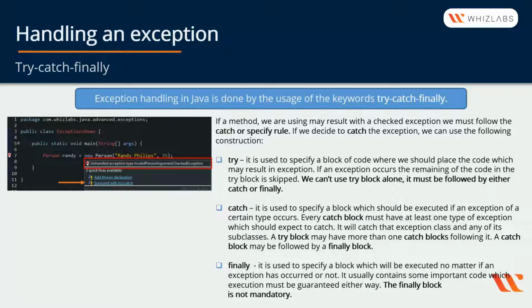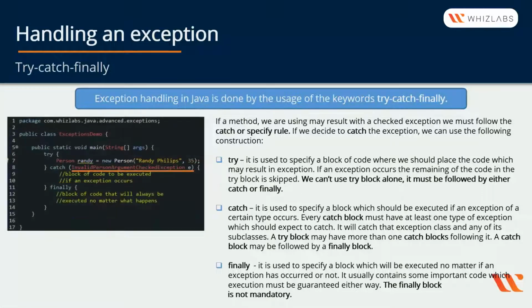Java proposes two quick fixes, which are actually our only options. If a method we are using may result in a checked exception, we must follow the catch or specify rule. If we decide we want to specify the exception, we can just add a throws clause to the method that is calling the problematic method. In our case, we can add the throws clause to the main method. But if we decide to catch the exception, we can use the following construction.